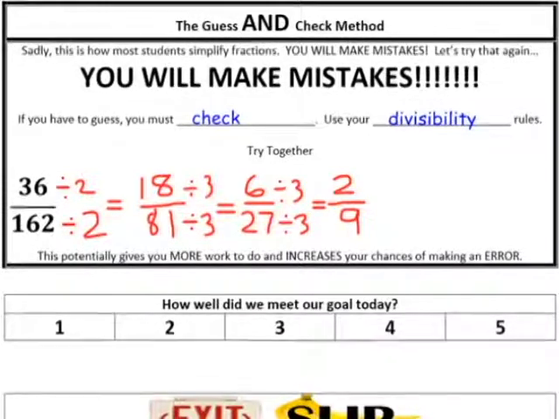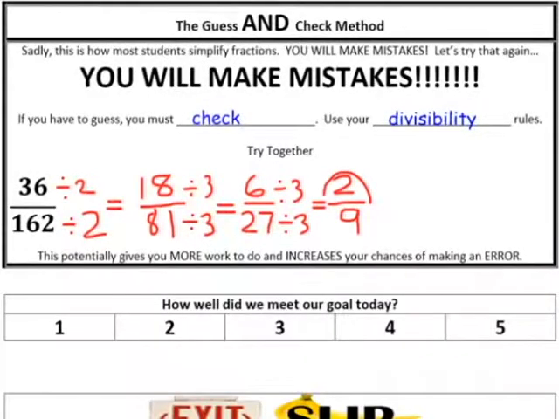2, 9. Not both even. 2 is not divisible by 3. 9 is not divisible by 3. 4 won't work. 5 won't work. 6 won't work. 7 won't work. You need to make sure you check every possibility.